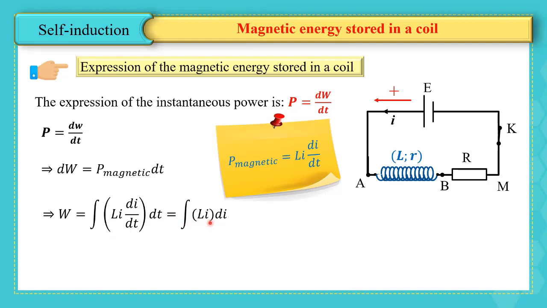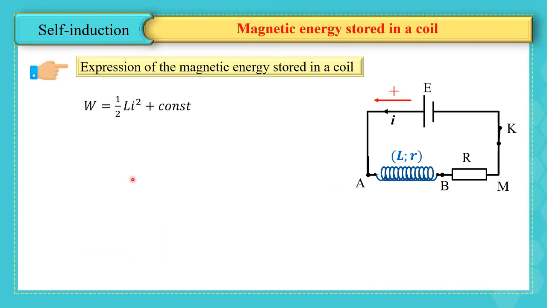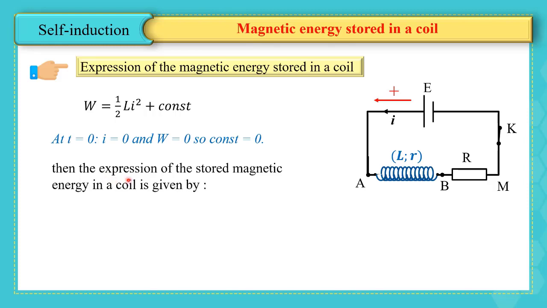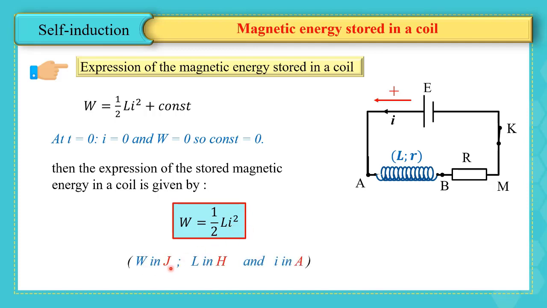Since L is constant and the integral of i di is i²/2, we obtain W = ½Li² + constant. As we know, the constant is determined using the initial conditions. At t = 0, i = 0 and the energy was equal to 0. So when we replace i = 0 and W = 0, we obtain constant = 0. So the expression of the magnetic energy stored in a coil is given by W = ½Li². Of course, the unit of energy is Joule, L in Henry, and i in Ampere.